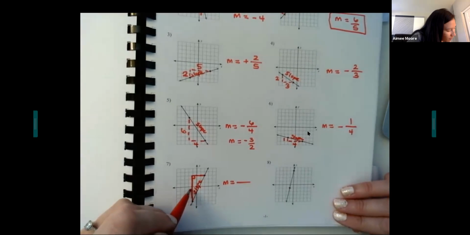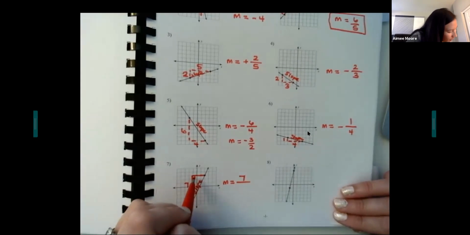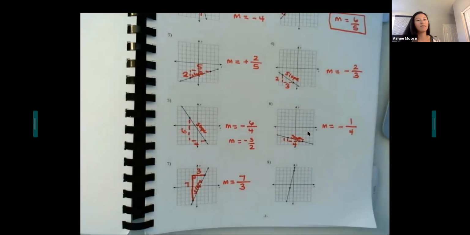1, 2, 3, 4, 5, 6, 7. We're going up 7, and we're going over 1, 2, 3. So our slope is 7/3.